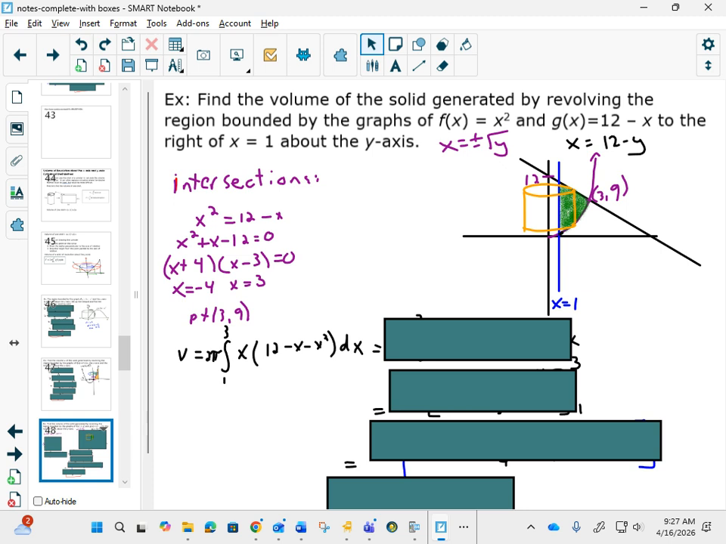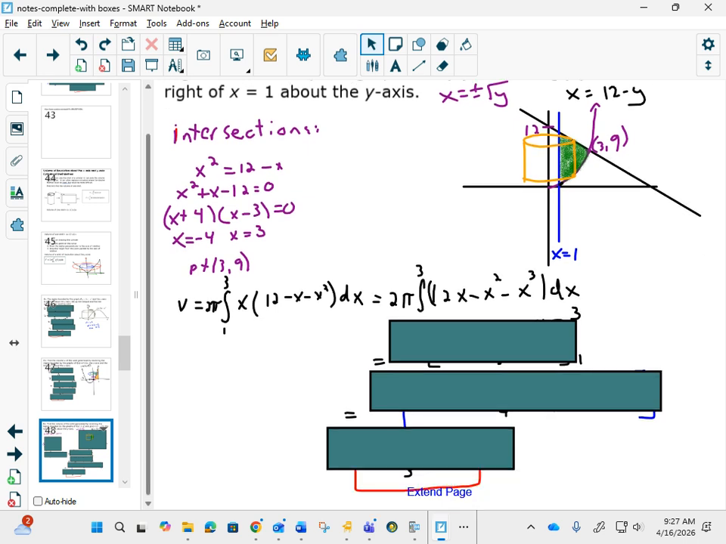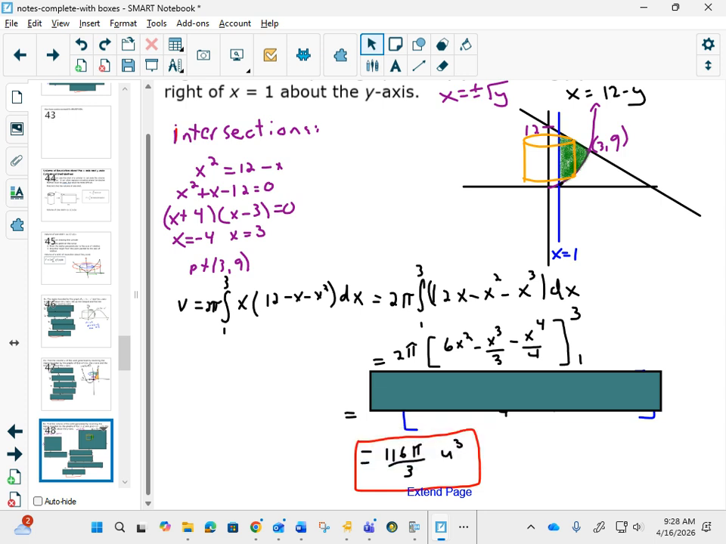Actually, the radius of my cylinder, because it's wrapped around the y-axis, is just still x. We don't have to worry about the 1 there. The 1 is just where we're starting from. And my height is the black function minus the purple function. Distribute that, and we have an easy integral to figure out. Notation-wise, you'd still write the 2 pi out in front, put square brackets once you integrate, go from 1 to 3. Again, I'm going to save you some time. I know you can plug the numbers in.